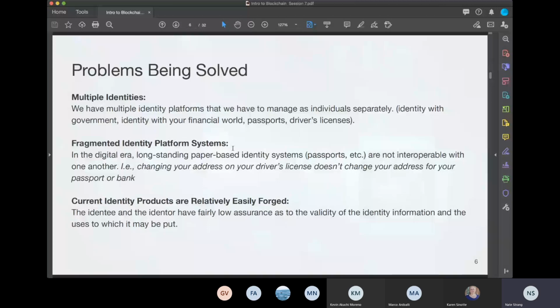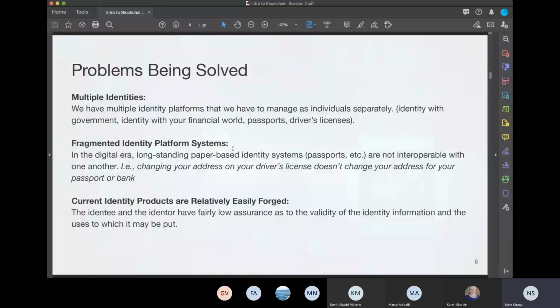To give you an example, if I change my address on my driver's license, that doesn't change my address on the other instances or platforms where my identity exists. And in this digital era, that doesn't make a whole lot of sense. We're still relying on these kind of systems that were designed for paper-based models.